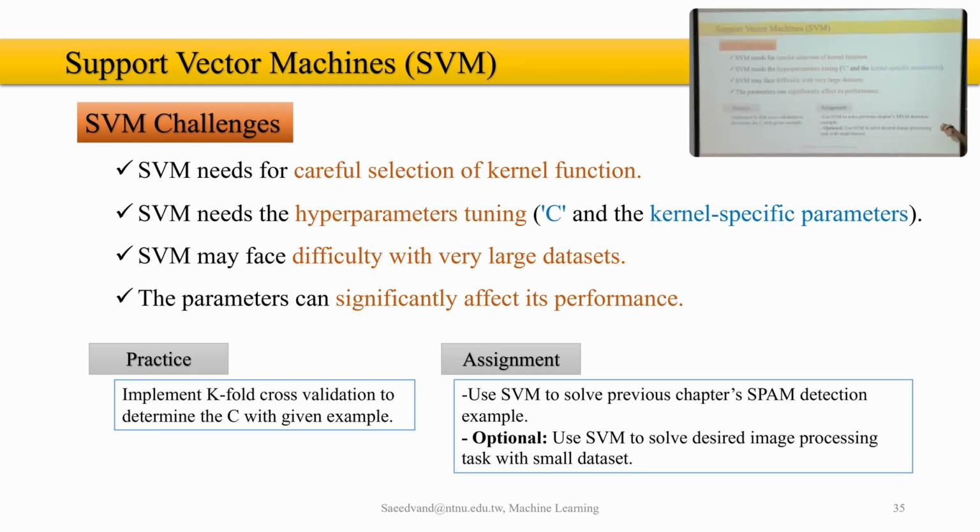You need to use support vector machine to solve the previous chapter's spam detection example that you've had. You still can use the library. I allow you to use a library in this case, but you need to do evaluation and cross-validation perfectly fine there. Optionally, instead of that, if you are interested, you can use SVM to solve one of the desired image processing applications. You can take a small data set from the internet, and try to apply support vector machine to solve that problem. So that you can see how it is working and you can solve a real application with a more realistic data set.